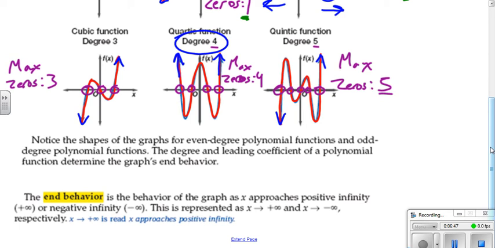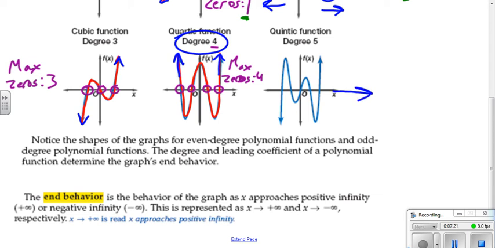So, for even degree polynomial functions, we would say that the end behaviors are the same. For odd degree polynomial functions, their end behaviors are different. Now, an end behavior is the behavior of the graph as x approaches positive infinity or negative infinity. And again, by that I mean if x is approaching positive infinity, I'm going to give us some space on this one. As x approaches positive infinity, that means as we're moving to the right.